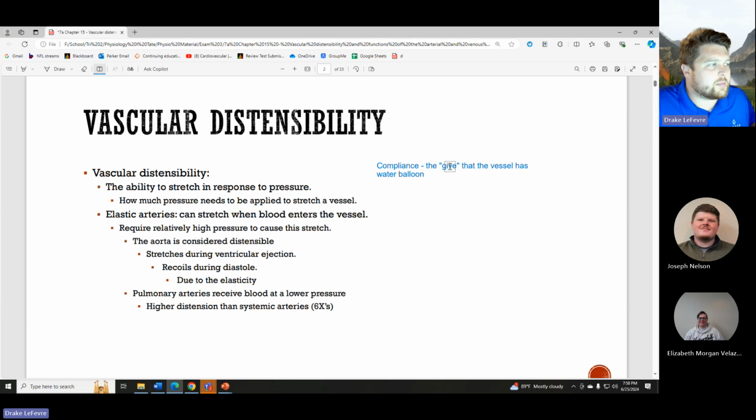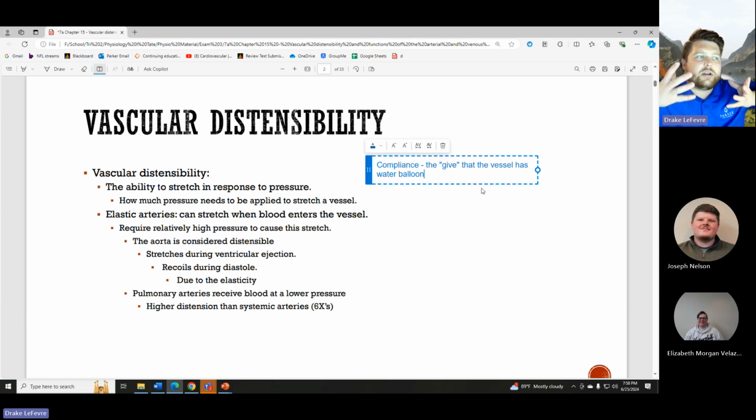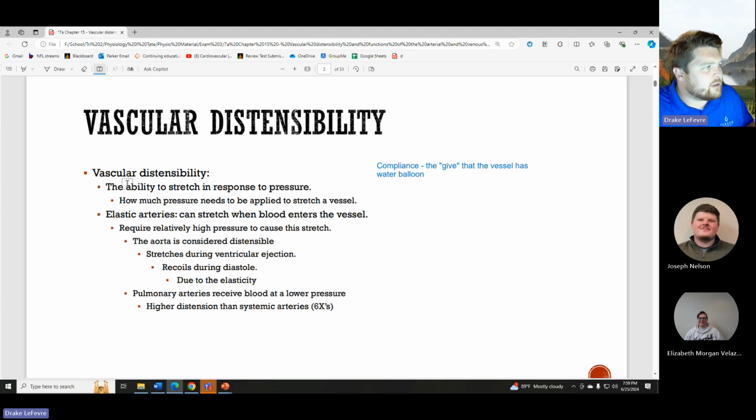So when we talk about compliance of the vessels, or that distensibility, we're saying, how much give, or how much acceptance of the pressure, do our vessels have? Because that's going to directly affect what our blood pressure is going to look like when we get down to that spot. So if we continue: the ability to stretch in response to pressure, so how much pressure needs to be applied to stretch a vessel.